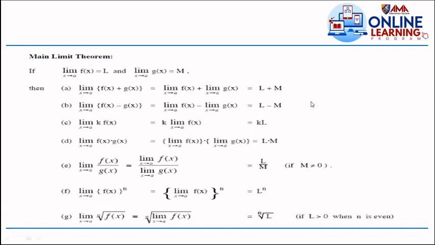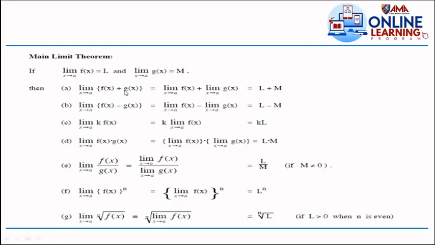So we have here the main limit theorem. If the limit of the function f of x as x approaches a is equal to L, and the limit of g, which is a function of x, as x approaches a, is equal to M. So by this time, we have two functions. In our previous discussions, we had only one limit; by this time, we have two limits.